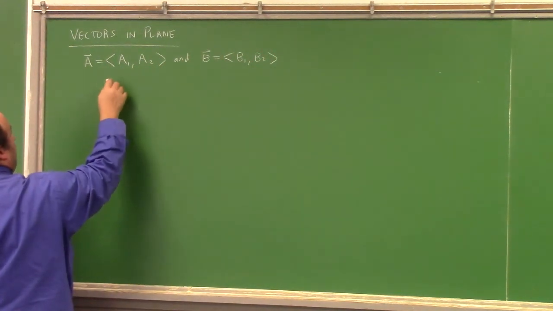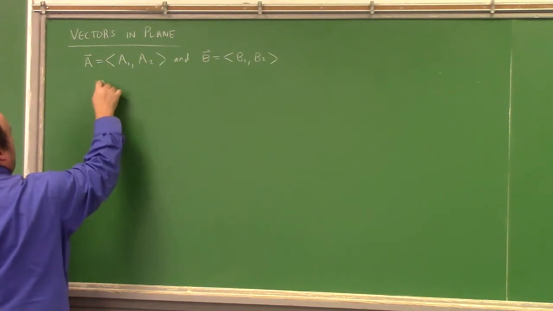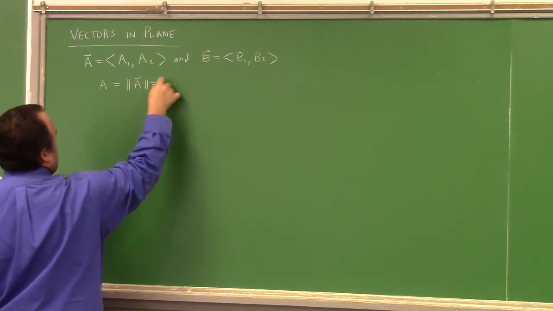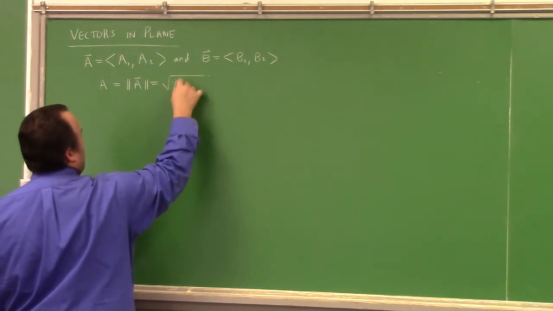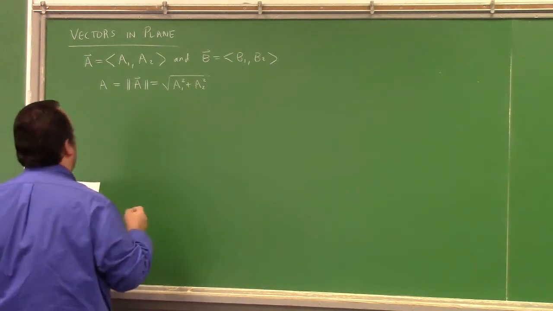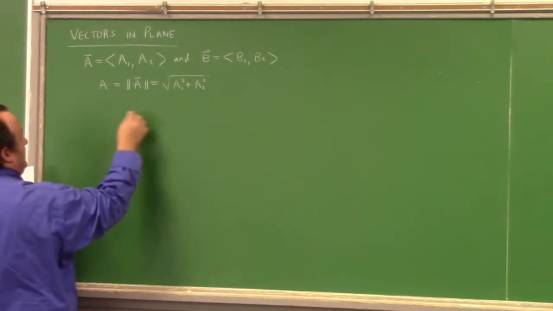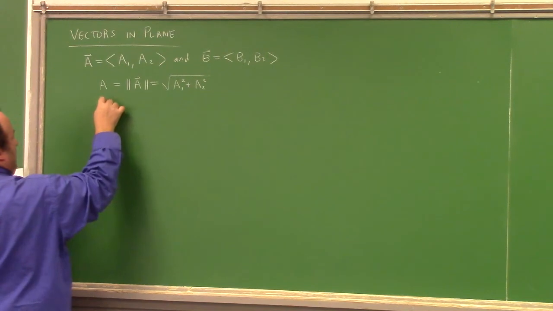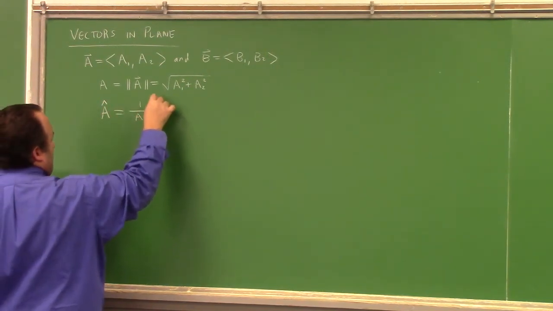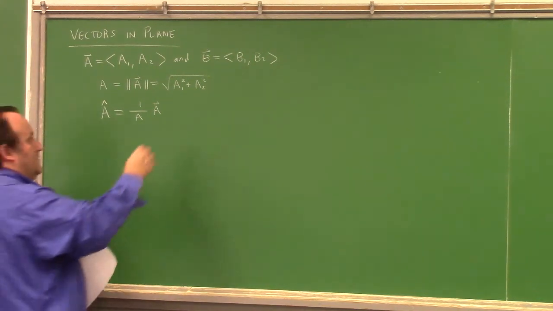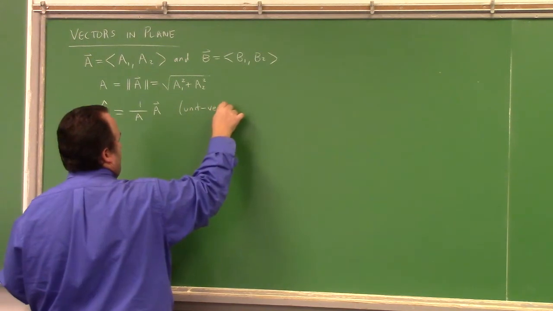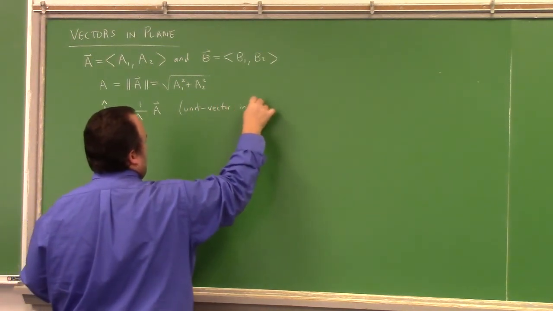Then we defined a number of different things. First of all, we defined the length of A to be the square root of A1 squared plus A2 squared. And we defined the unit vector in the A direction to be 1 over the length of A times the A vector. This is a unit vector in the A direction.